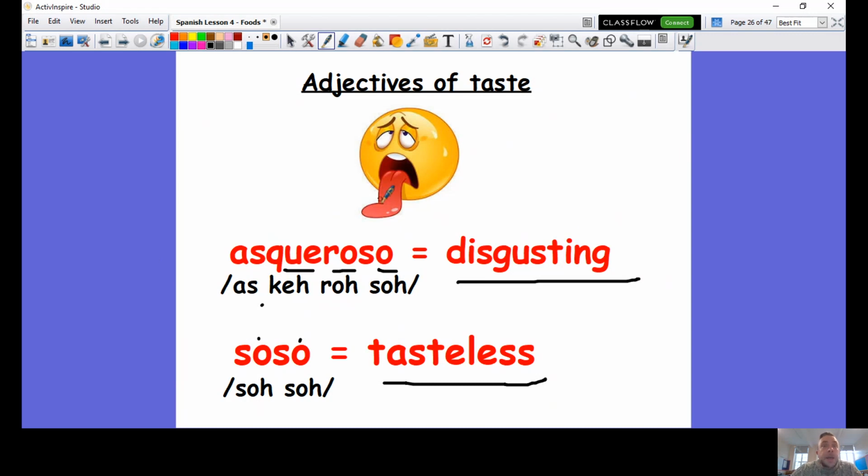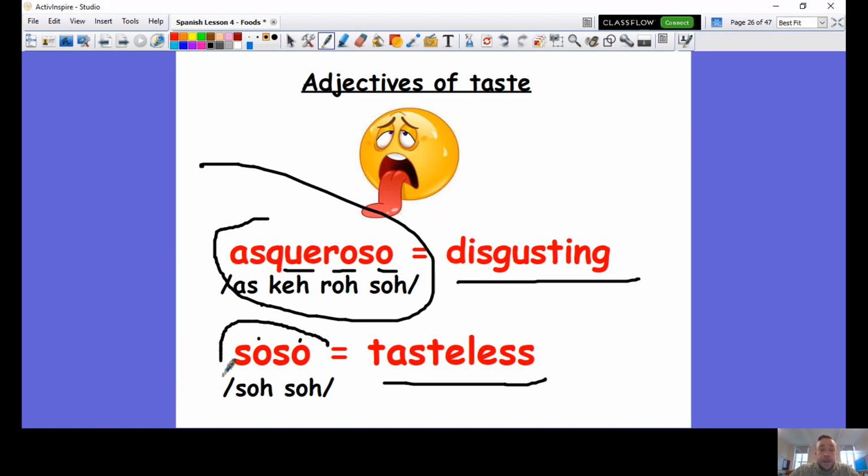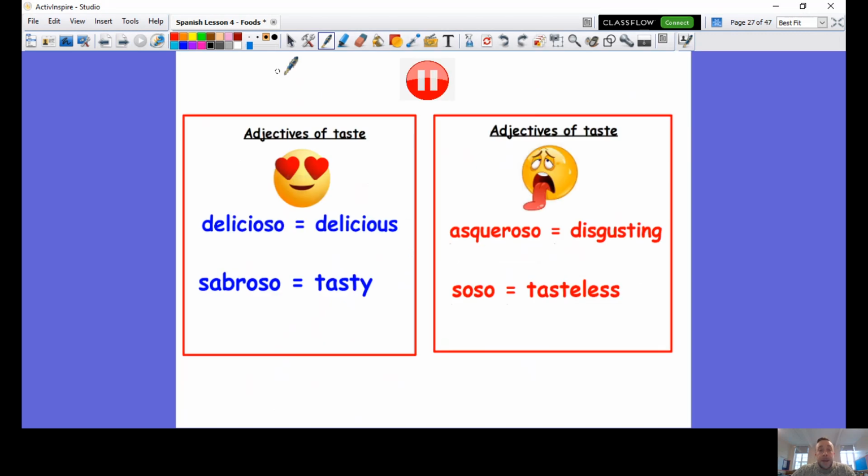So these are our two negative adjectives when we don't like food. We have, my turn, your turn, asqueroso. And our new one is soso. Muy bien. Now, there's our symbol. It's going to be time to pause your video in a second.